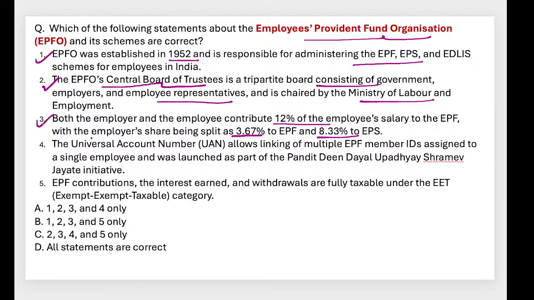The fourth statement: UAN, the Universal Account Number, links to multiple EPF member IDs assigned to a single employee and was launched as part of the Deen Dayal Upadhyaya Shramev Jayate initiatives, that is also true.